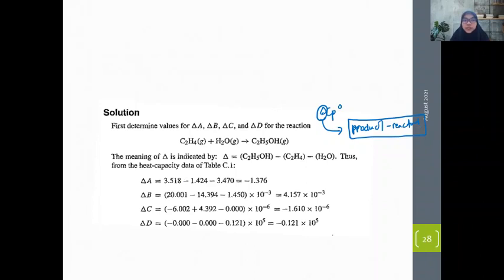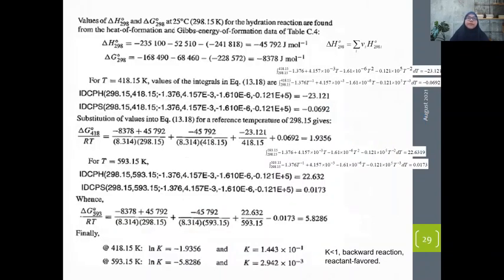So the first is, the product is ethanol, minus the reactants, ethylene and water. Then you can insert the value of A. Delta A means we have A for the product minus A for the reactants. The same goes for B, C, and D. All the values may refer to table C1, because each species has its own value of Cp.